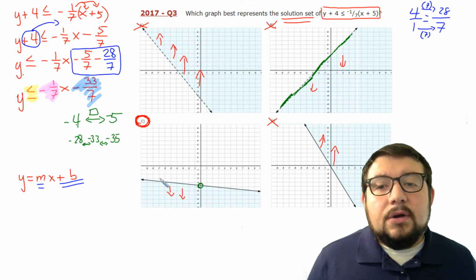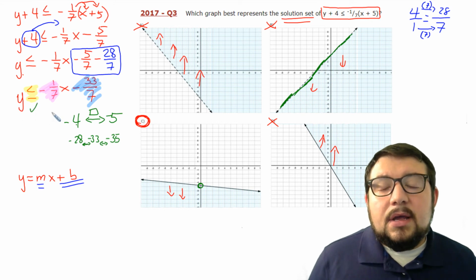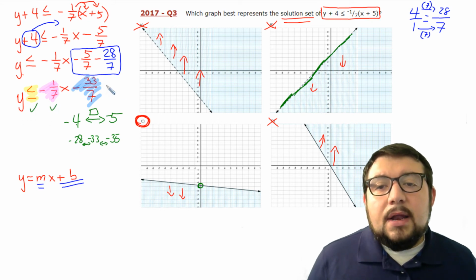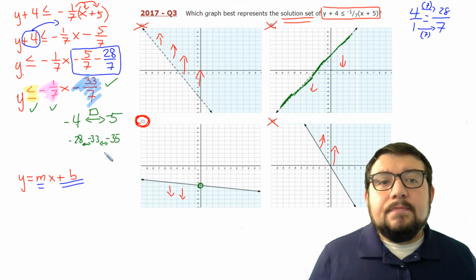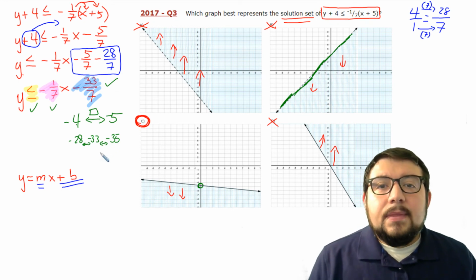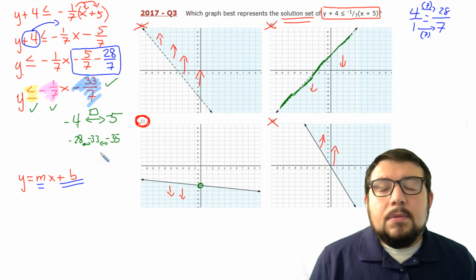So there you go. I was able to check it by the inequality, I was able to check it by the slope, and I was able to check it by the y-intercept. And that is exactly how you can solve this and pretty much any inequality problem. The only thing that did not occur in this problem was flipping the inequality, and I'm sure that will be covered in some other video.